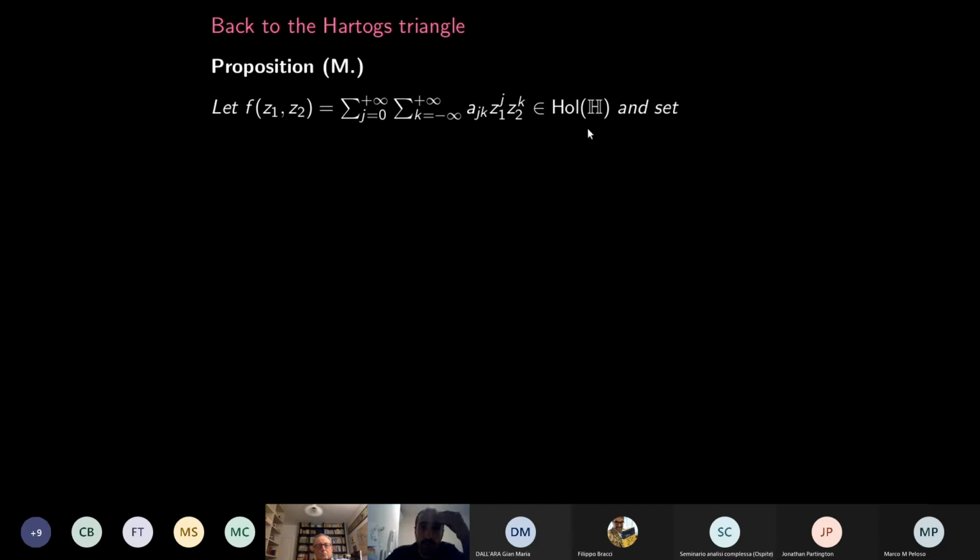If we consider a generic holomorphic function on the Hartogs triangle, which has this Laurent series expansion, and we define the following function F1 of Z1, Z2, we have this sum here: J times J plus K, A_JK, Z1 to the J, Z2 to the K minus 1. And we are summing J from 1 to infinity, and K not equal to minus J. So F1 is a sort of derivative. We apply some differential operator to the function F.